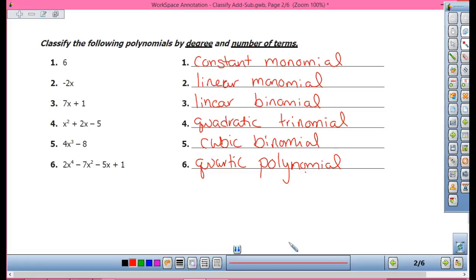Okay. Anything over a 4th degree, we would just say, like, if it was like 7x to the 6th power, we would just say 6th degree. Okay. After that, we just name it as the degree that it is. Okay. And there's those special names after 4.